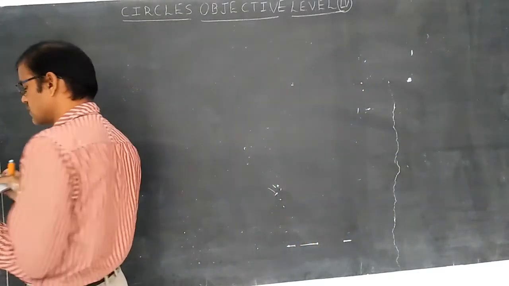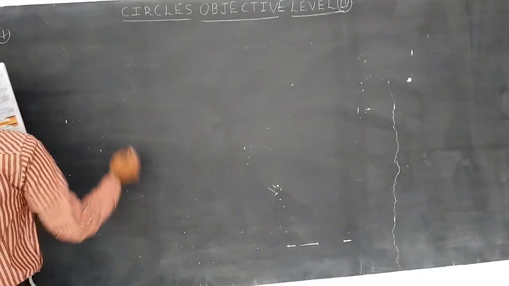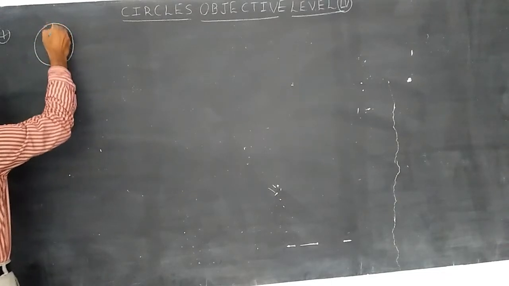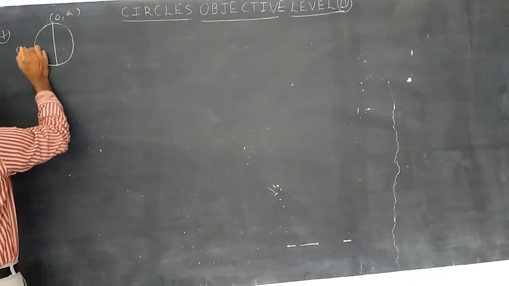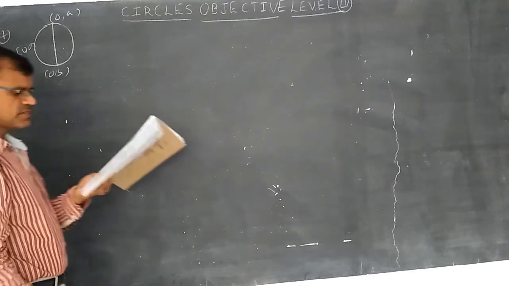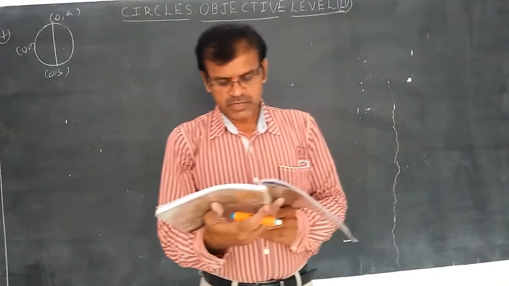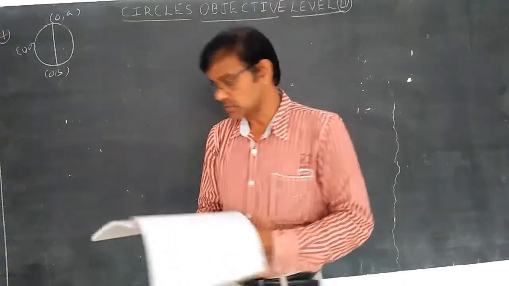Now let us discuss the fourth question. If a circle passes through the points 0 comma 0, 0 comma a and 0 comma b, you can put here this one as 0 comma a on the y-axis, this is the origin, and this is 0 comma b. If a circle passes through the points 0 comma 0, 0 comma a and 0 comma b, then find the coordinates of its center.